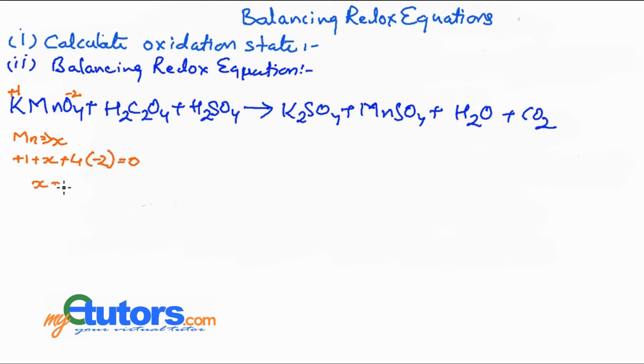Now moving on to the second compound, oxalic acid. We know the oxidation states of hydrogen and oxygen, and we have to calculate the oxidation state of carbon. It can be calculated in a similar fashion and it comes out to be +3. Now moving to sulfuric acid, the oxidation states of hydrogen and oxygen are known, so we have to calculate the oxidation state of sulfur. Calculating in a similar fashion, the oxidation state of sulfur in sulfuric acid would be +6.